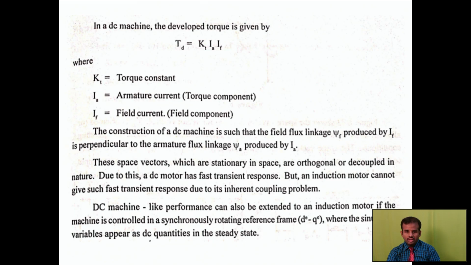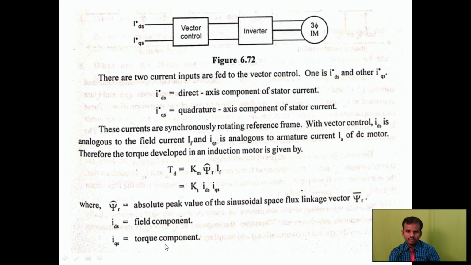The next one is DC machine like performance, which can be extended to an induction motor. That is, the machine is controlled in a synchronously rotating reference frame, that is the D component and Q component, DE to QE, where the sinusoidal variables appear as DC quantities in the steady state.